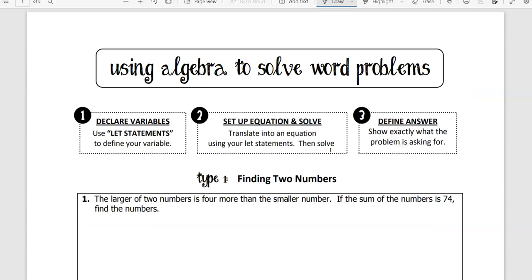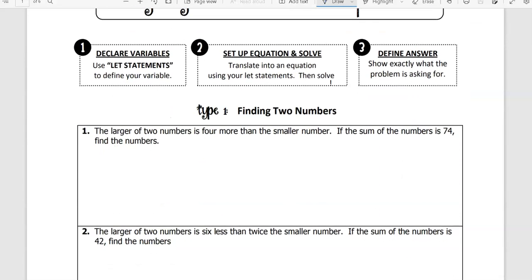So let's start with finding 2 numbers. There are a couple of steps. First, you're going to have to declare your variables, so use let statements to define our variables. Then we're going to translate into an equation using your let statements, and then we're going to solve. And then we're going to define our answer. We're going to show exactly what the problem is asking for.